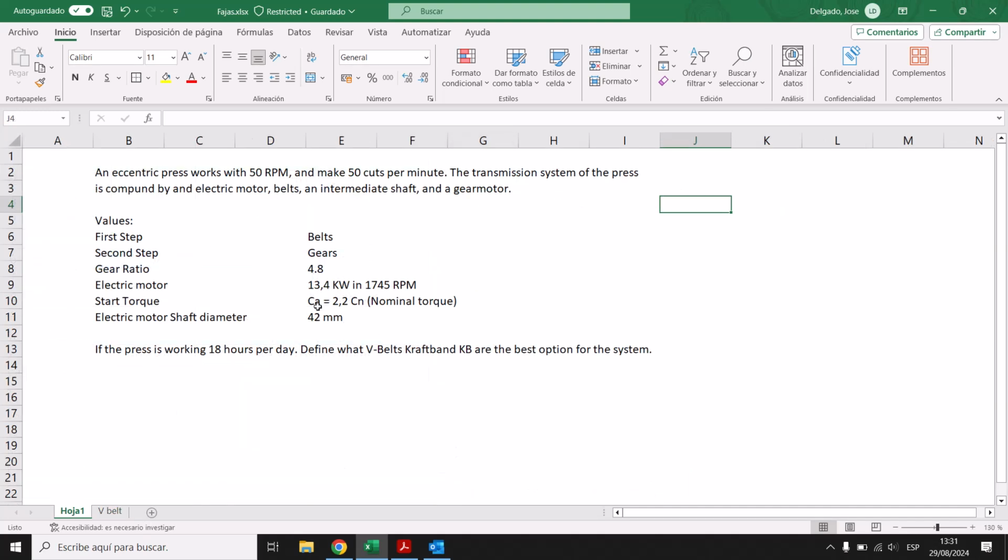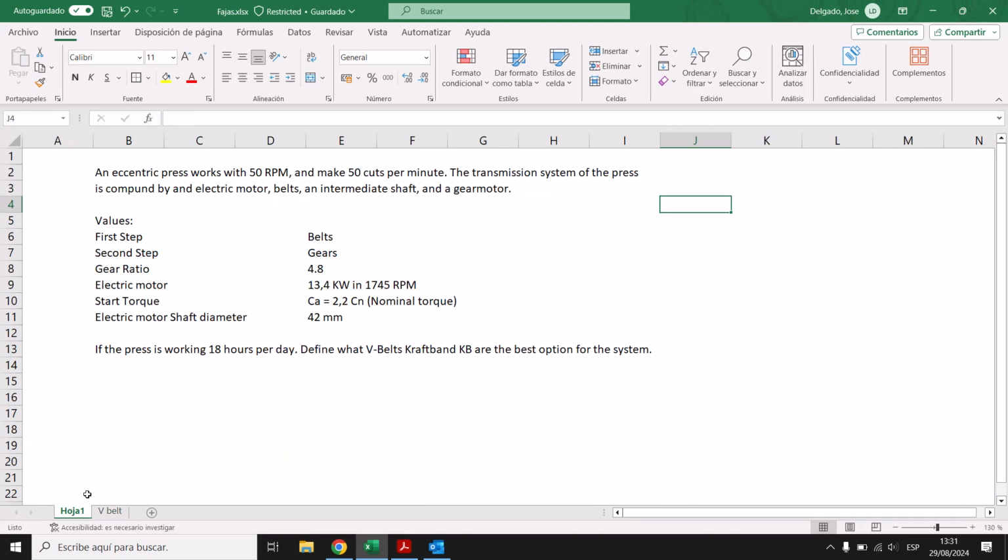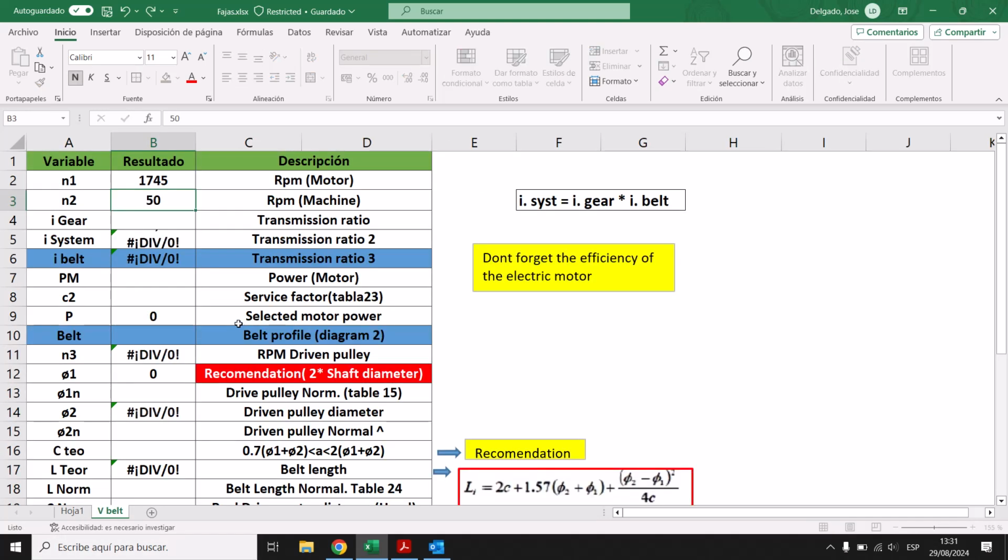First, we should start with the information. So we have the RPM of the motor. This is the principal information. We have it about the machine, how it is working, 50 RPM. So now you're going to see we have the ratio of the system also, because we have the first RPM and the last one about how the machine is working. So we can have this ratio of the system.